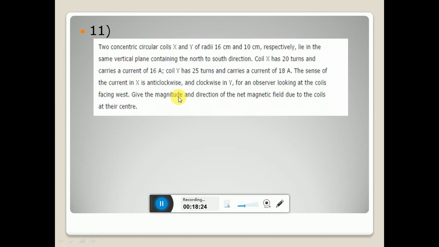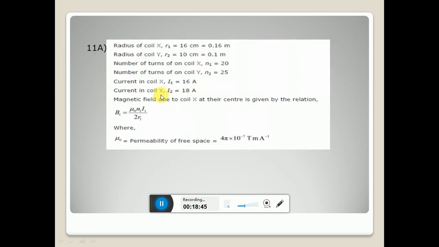Altogether, here we have to consider the magnetic field at the center of the coils. So that is the equation we have to apply, and in addition we have to find the direction of the magnetic field produced by X and Y based on the clockwise and anti-clockwise direction of the currents. Let us see the solution. As usual, we can calculate the magnitude of the magnetic field at the center using mu naught N I by 2R for both the coils.